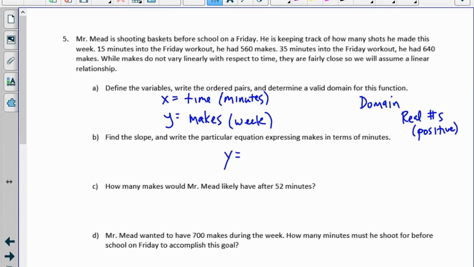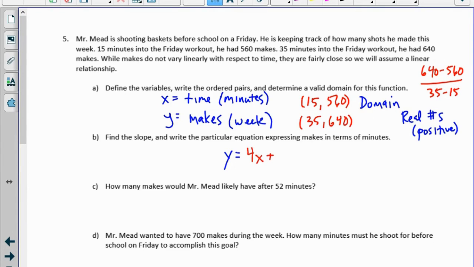So if I'm going to do that, then I need to take a look at the 2 points that I have. Oh, I forgot to write the ordered pairs. So the ordered pairs in this problem are 15, 560, and 35, 640. So if I do the slope equation, I end up with 80 divided by 20. So that means my slope is 4.